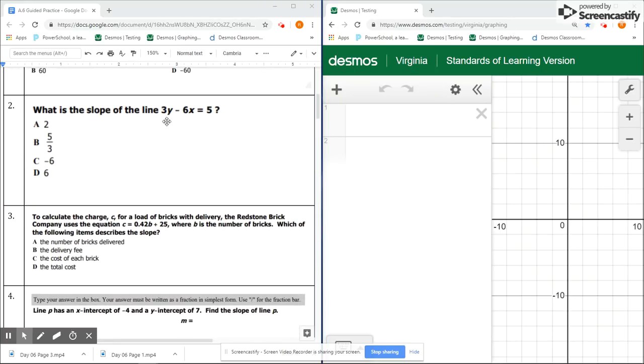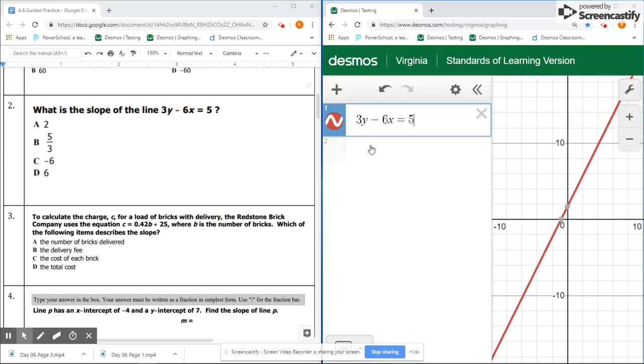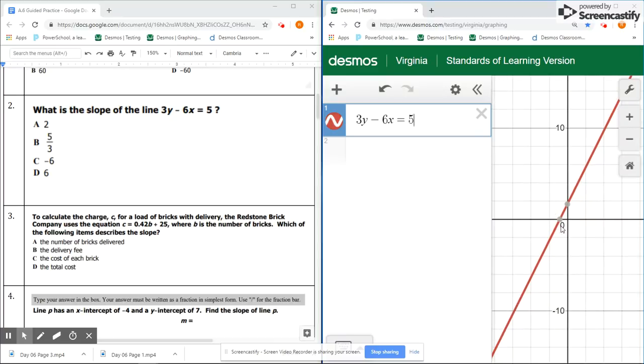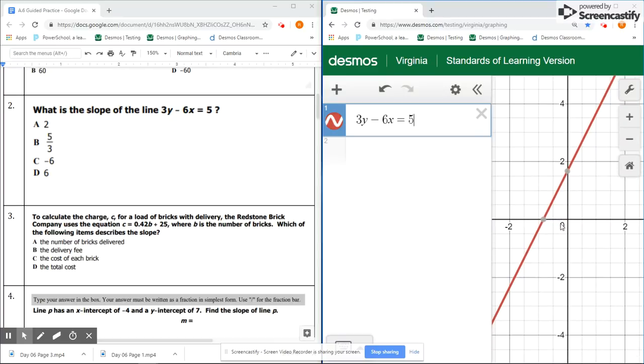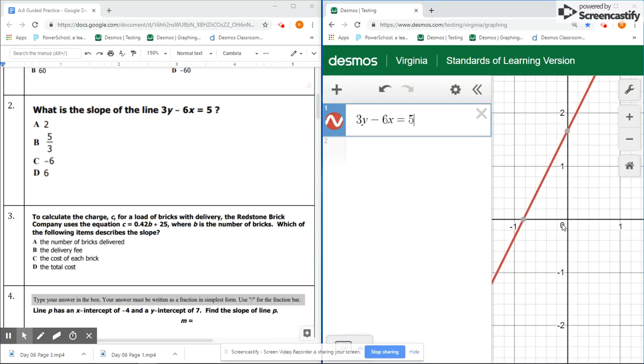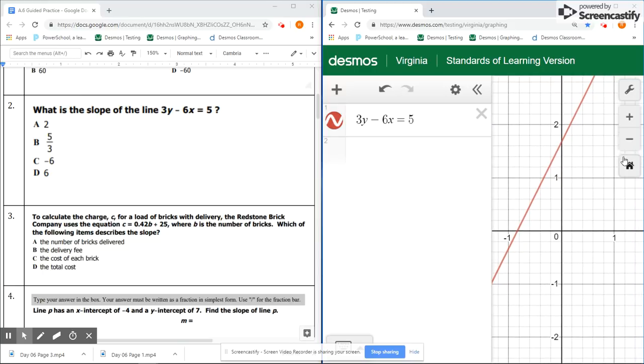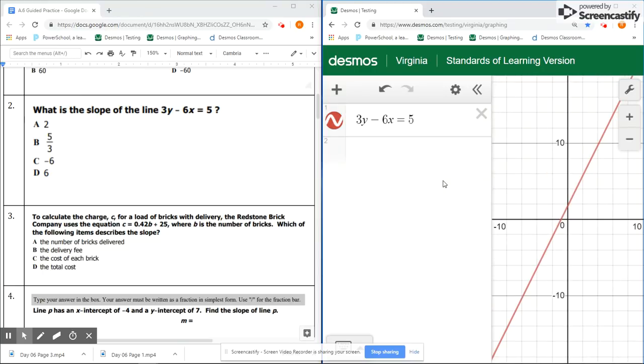What is the slope of the line 3y minus 6x equals 5? That's really easy to do in Desmos. We're going to type it in. 3y minus 6x equals 5. Okay, we're going to find the slope. So the trick here to finding the slope is that we need to find 2 nice points. Let me find 2 nice points here.